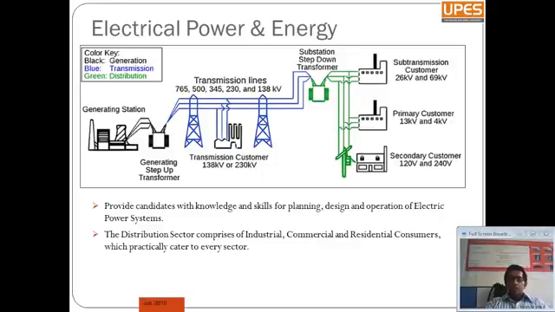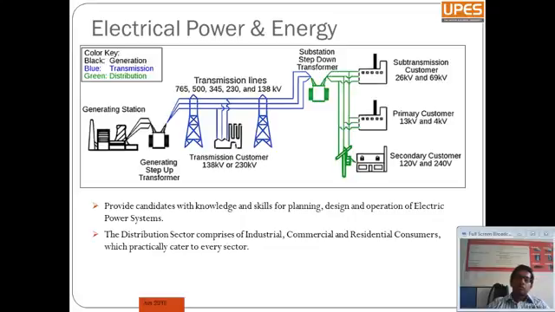The distribution sector comprises industrial, commercial, and residential consumers, which practically cater to every sector. When we talk about residential consumers, we talk about the low voltage side. When we talk about industrial, we are talking about high voltage consumers. Based on the voltage levels you are operating at, we have different tariff rules and regulations. So this was a general overview.